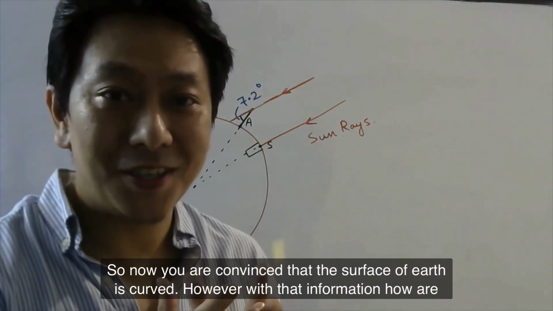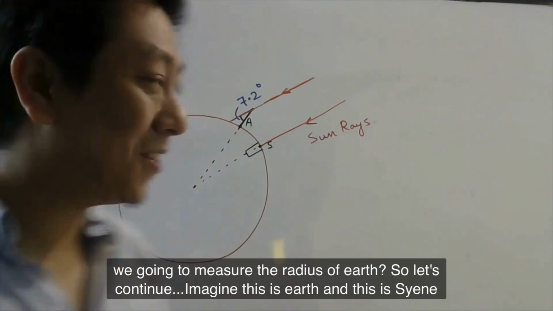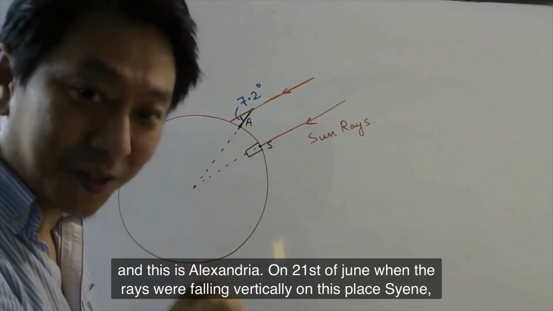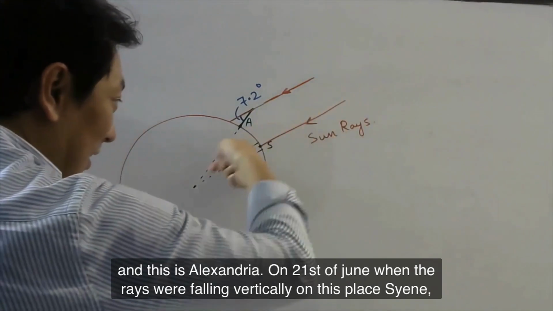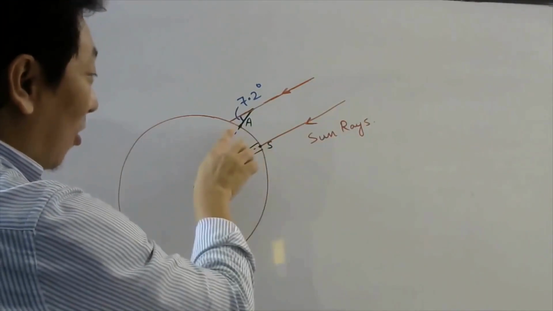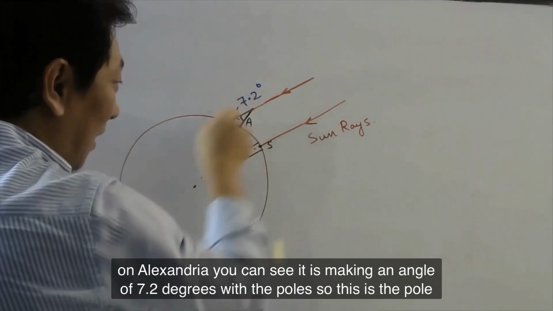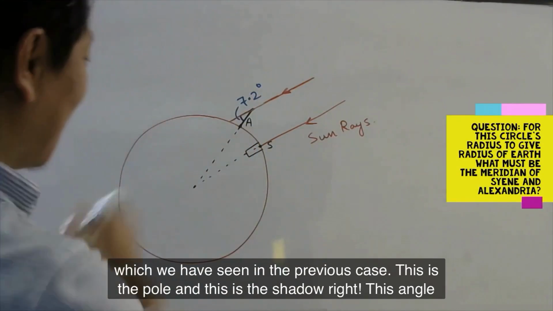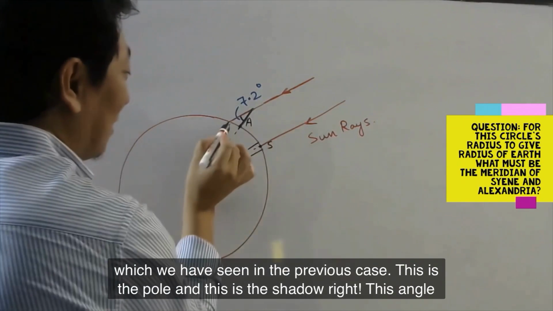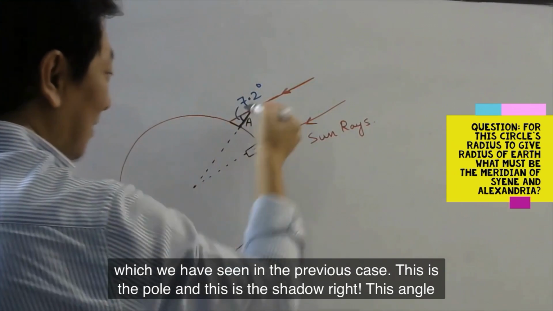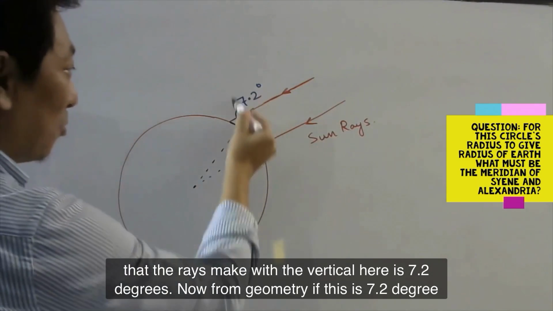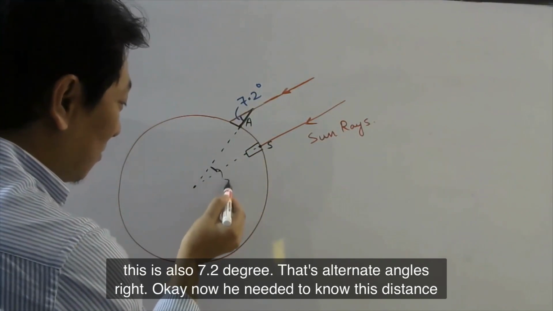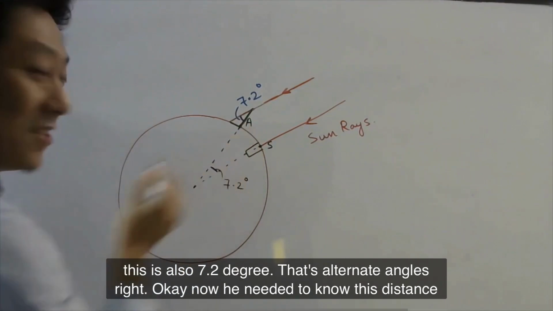However, with that information, how are we going to measure the radius of Earth? So let's continue. Imagine this is Earth and this is Syene and this is Alexandria. On 21st of June, when the rays were falling vertically on Syene, on Alexandria you can see it is making an angle of 7.2 degrees with the pole. So this is the pole which we have seen in the previous case. This is the pole and this is the shadow, right? So the angle that the rays make with the vertical here is 7.2 degrees. Now from geometry, if this is 7.2 degrees, this is also 7.2 degrees. That's alternate angles, right?